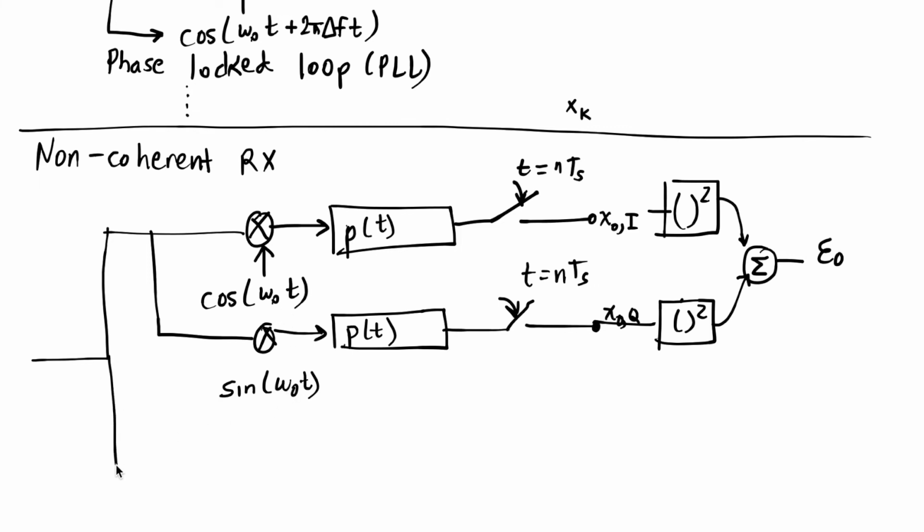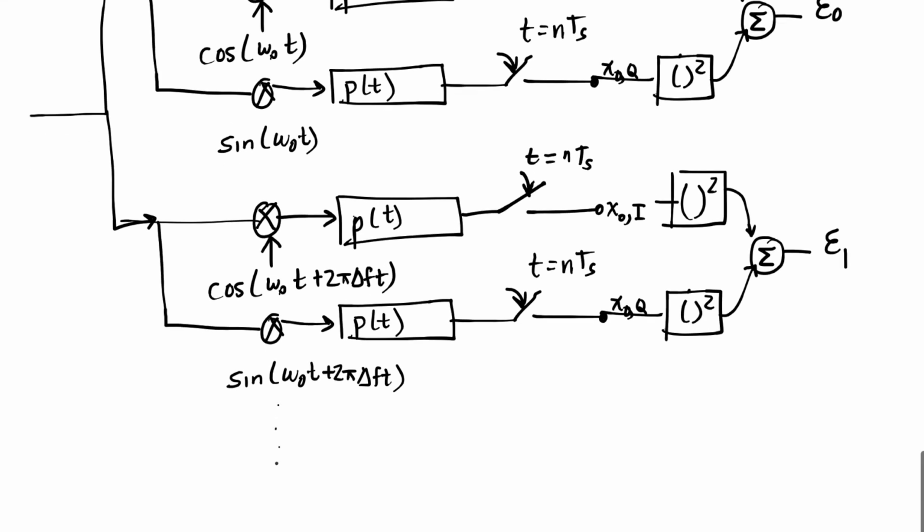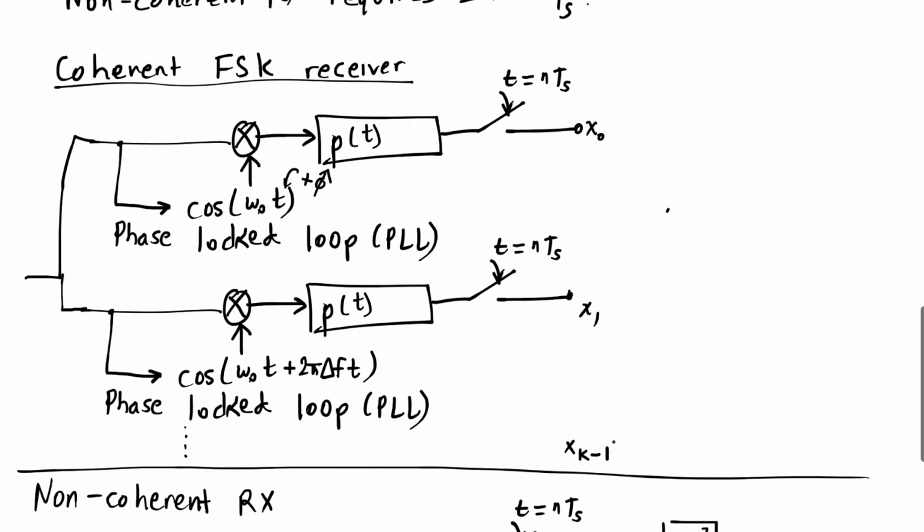And we're going to then do that again for the next frequency. We'll copy all of this, except instead of omega naught, we'll use omega naught plus 2 pi delta f. And for the next row after that, we'll do omega naught plus 4 pi delta f, and so on until we get to the capital Kth basis function. This will go all the way down to the energy in the capital K minus 1 basis function. I'm sorry, I should have made this K minus 1 as well.